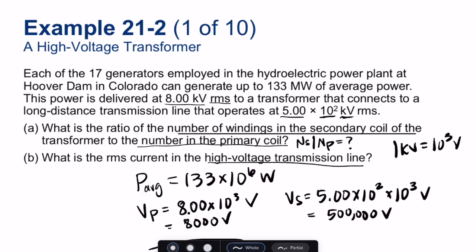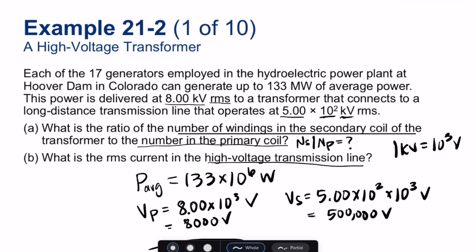The question is, what is the ratio of the number of windings in the secondary coil of the transformer to the number in the primary coil? So in other words, what is NS over NP? Part B, what is the RMS current? So let's find out the ratio of NS over NP.